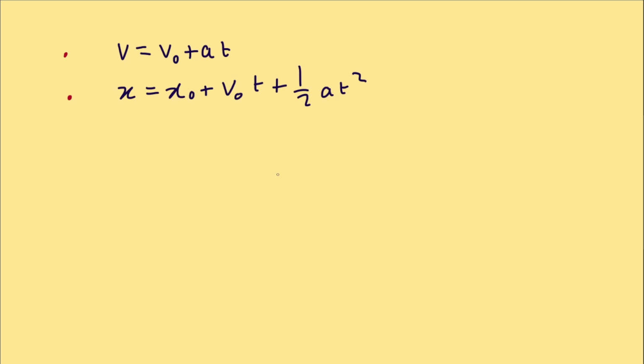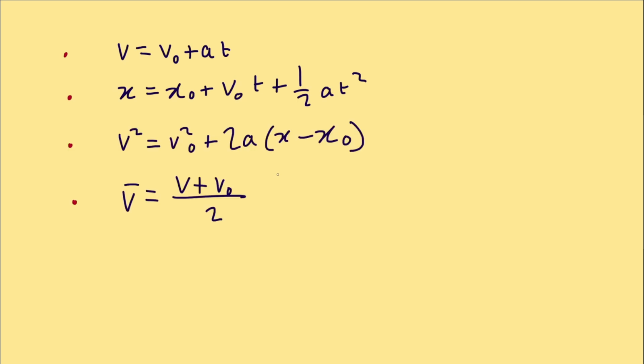Here is a quick recap of every equation. First, we have the velocity equation, then the displacement equation, the velocity equation when you don't know time, and the average velocity equation. Please understand this. These equations are not valid. They do not work if acceleration is not constant. So these kinematic equations, these 4 equations, they only work when acceleration is uniform and unchanging.